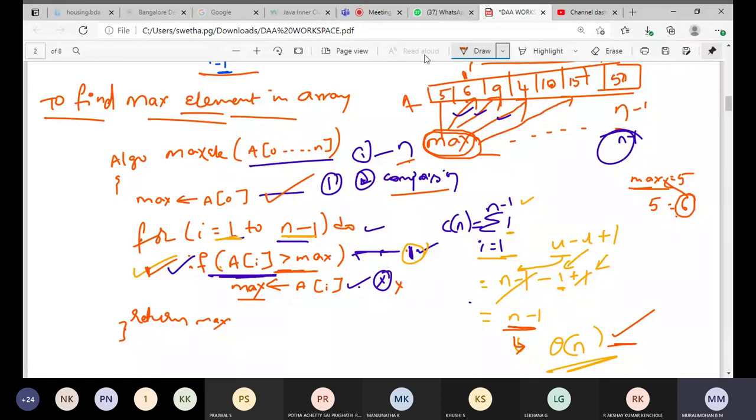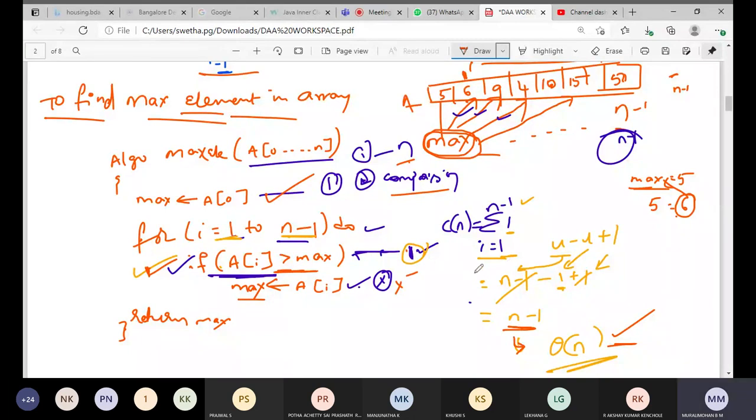See, when we are going from here to here, for each time we should execute the comparison operator, right? So it is executing n minus 1 times. It is 1 to n minus 1 times it is executing. So hence this is the number of times the comparison operator will be executed.